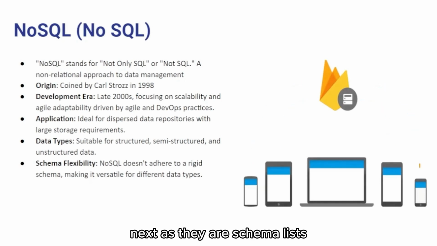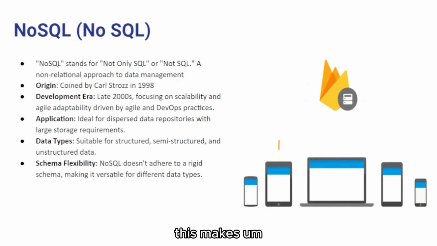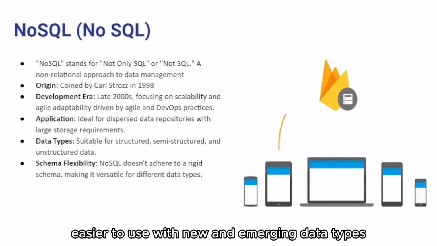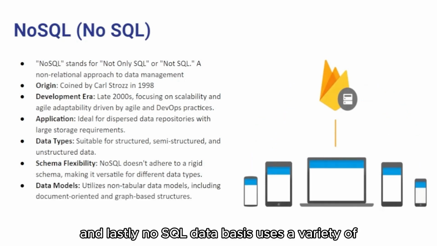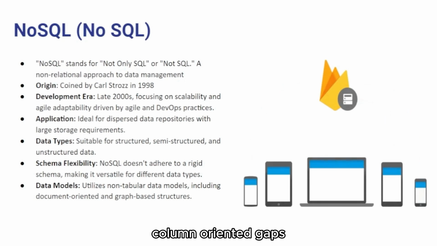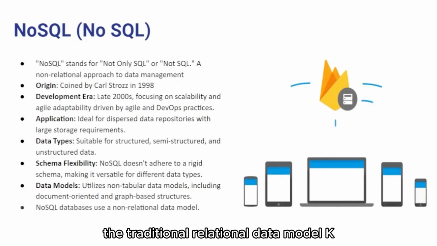Next, they are schemaless, meaning they do not have a fixed schema. This makes NoSQL databases more flexible and scalable than relational databases. It also makes it easier to use with new and emerging data types. And lastly, NoSQL databases use a variety of non-tabular data models, such as key-value pairs, column-oriented graphs, and document-oriented structures, like we mentioned a while ago. So these data models are more flexible and scalable than the traditional relational data model.